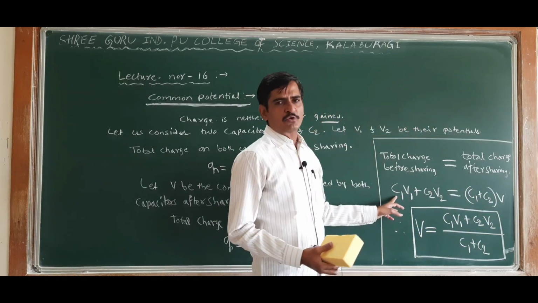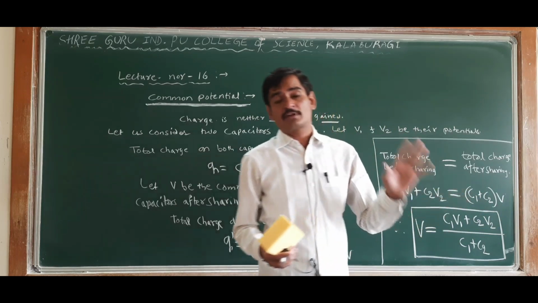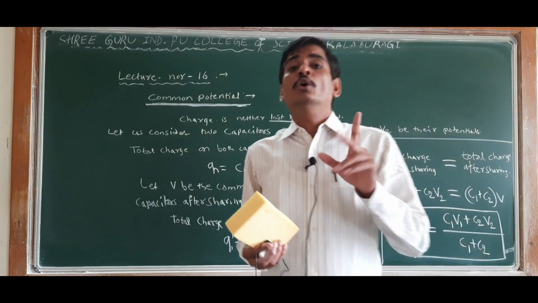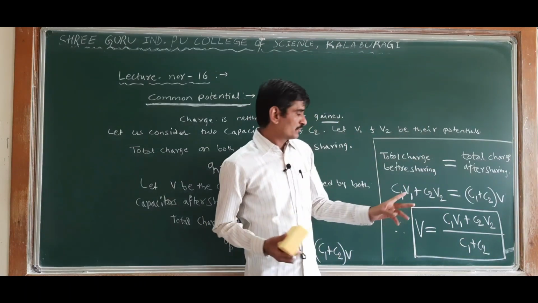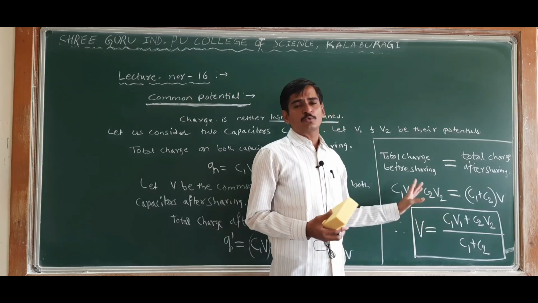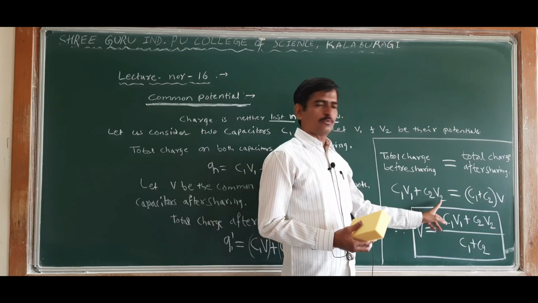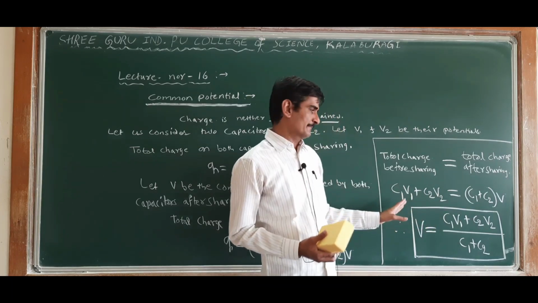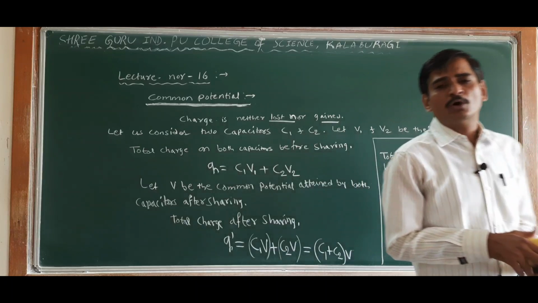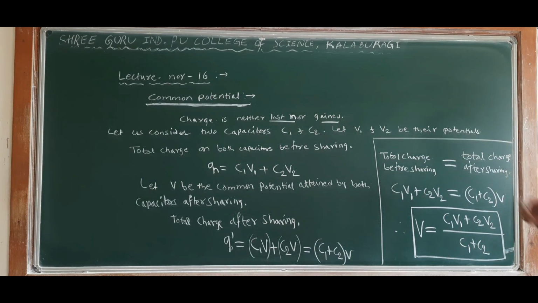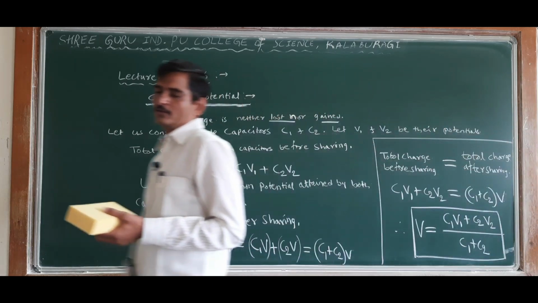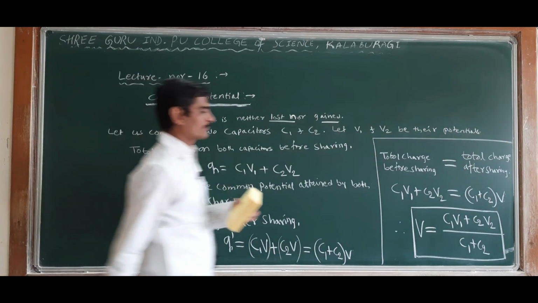So total charge before sharing: both the capacitors are charged to different potentials. So V1 and V2 are the potentials to which both the capacitors are charged. So C1 V1 plus C2 V2 is the total charge before sharing. And after sharing, both the capacitors will attain a common or equal potential. That potential we call V. So therefore, (C1 plus C2) into V. So V is equal to (C1 V1 plus C2 V2) divided by (C1 plus C2). So this is the expression for common potential.